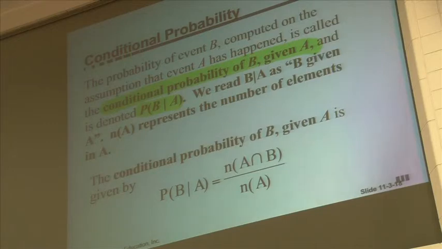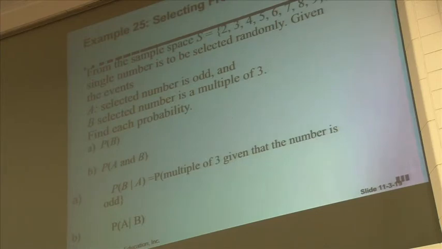Here's the formula. The probability of B given A is equal to the probability that A and B happen divided by the probability that A happens. Okay? So you take the probability of the intersection over the probability of the first event. B is the second event. Seems a little mathy, a little wordy. Let's see if we can apply it.